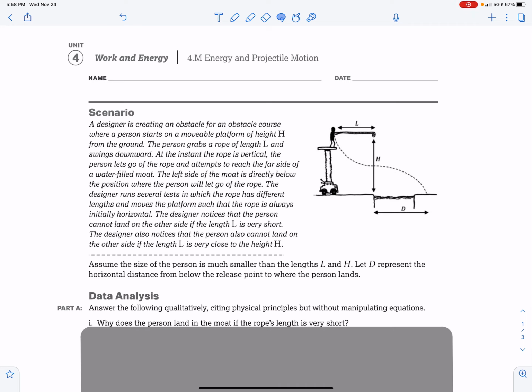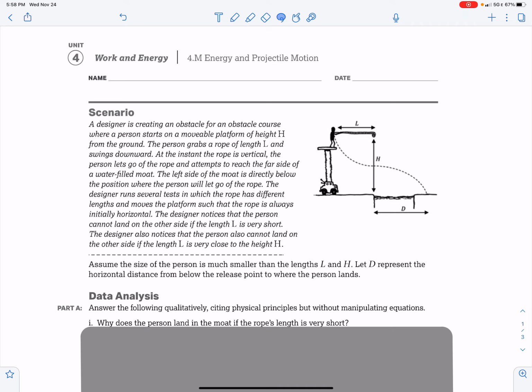A designer is creating an obstacle for an obstacle course where a person starts from a movable platform of height h from the ground. The person grabs a rope of length L and swings downward. At the instant the rope is vertical, the person lets go of the rope and attempts to reach the far side of a water-filled moat. The left side of the moat is directly below the position where the person will let go of the rope. The designer runs several tests in which the rope has different lengths and moves the platform such that the rope is always initially horizontal.